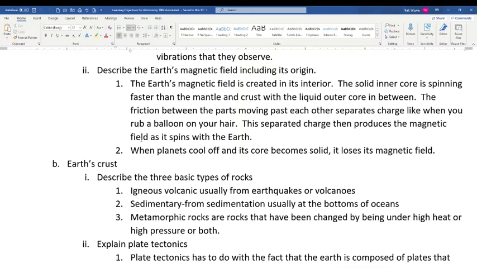The solid inner core is spinning faster than the mantle and the crust, and the liquid outer core is in between. And so the friction between these moving parts separates charge. This separated charge produces a magnetic field as it spins with the Earth. And so I'm just going to give you a few examples of that.